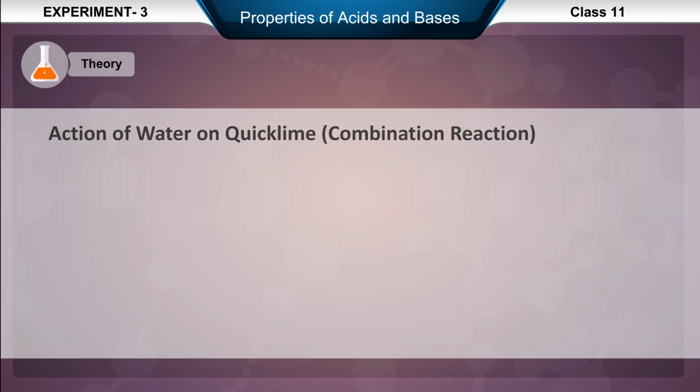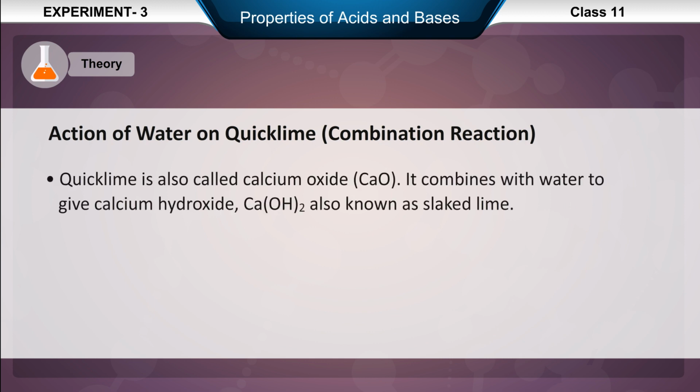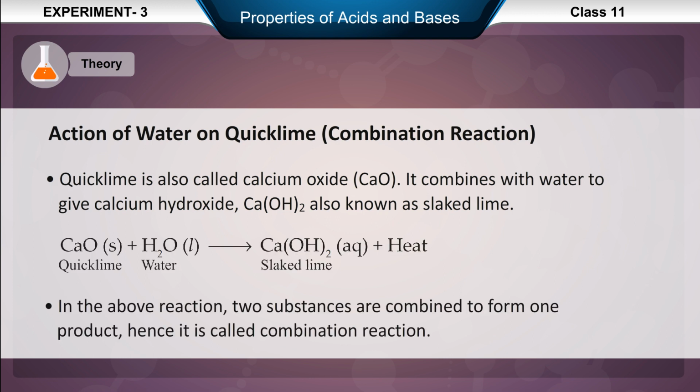Theory. 1. Action of water on quicklime, combination reaction. Quicklime is also called calcium oxide, CaO. It combines with water to give calcium hydroxide, Ca(OH)2, also known as slaked lime. CaO in solid state plus H2O in liquid state results in Ca(OH)2 in aqueous state, with heat.